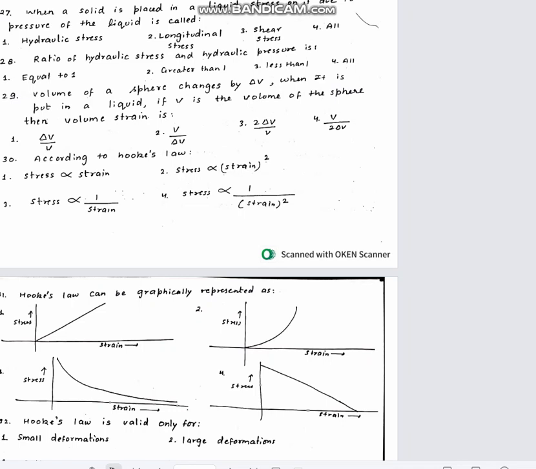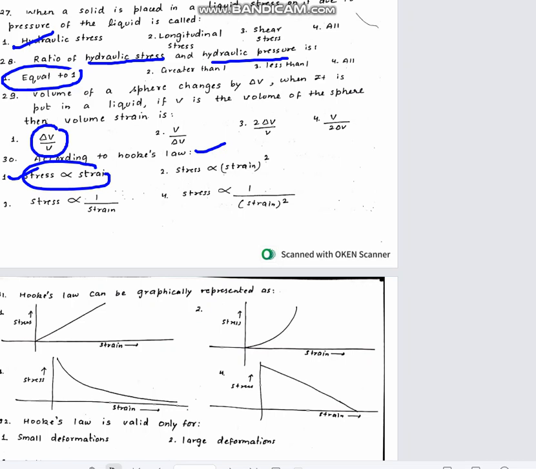Next is, when a solid is placed in a liquid, stress on it due to pressure is called, so this is called the hydraulic stress. Next is ratio of hydraulic stress and hydraulic pressure. Obviously it is equal to 1, both are same. Next is volume of a sphere changes by delta V. Then volumetric strain is, so this is delta V by V. Next is according to Hooke's law, so first is correct, stress is proportional to strain.